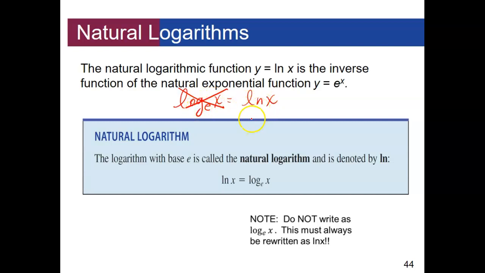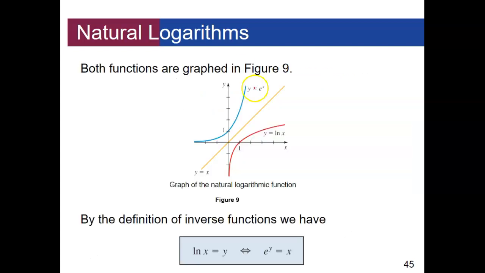And it has its own key on your calculator. It's to the left of the number 4. So it's going to be the ln key. And basically, that is called the natural logarithm, and we use that a lot. It's one of those naturally occurring logarithms that we use quite a bit in calculations. You can see they are inverses of each other, and so they're going to be reflections in this line, y equals x.